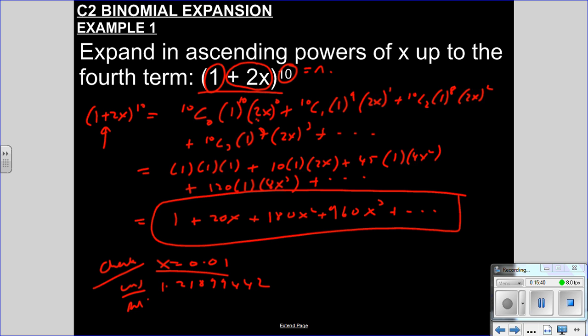1.218994442. If I whack it in my right hand side, in other words my expansion, and remember the dot dot dot because it goes on all the way up until x to the power of 10, doesn't it? So 0.01, answer, 1 plus 20 answer plus 180 answer squared plus 960 answer cubed. I get 1.21896. So, as long as we are correct, yes, cool. We should be correct to 6 values, the first 6 values.